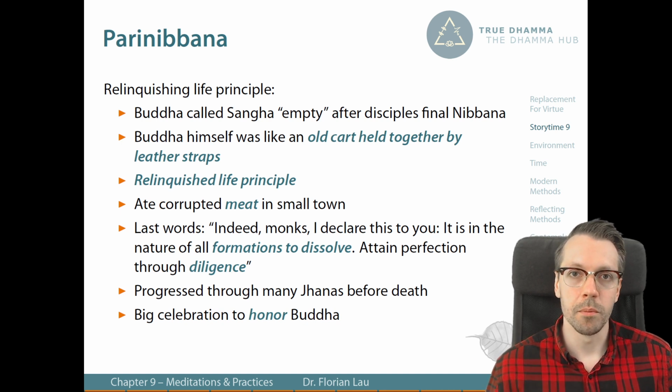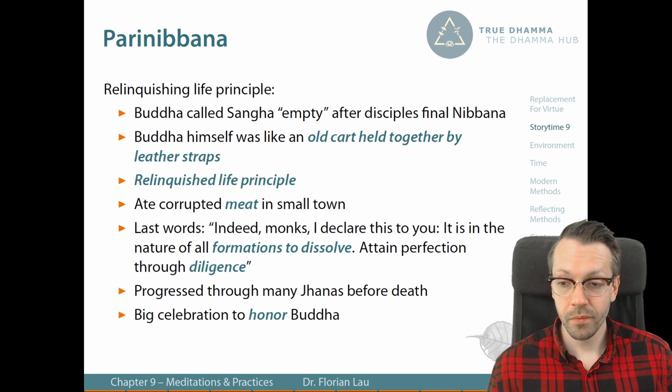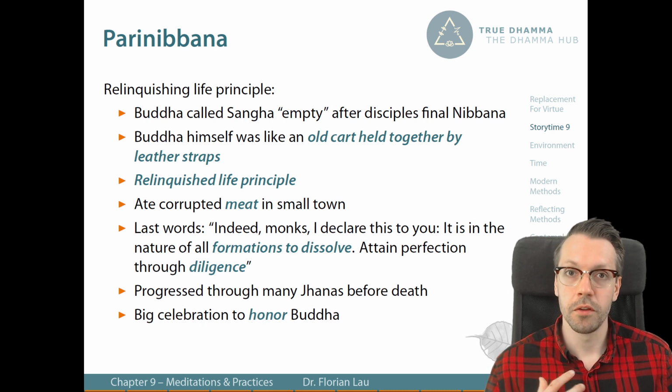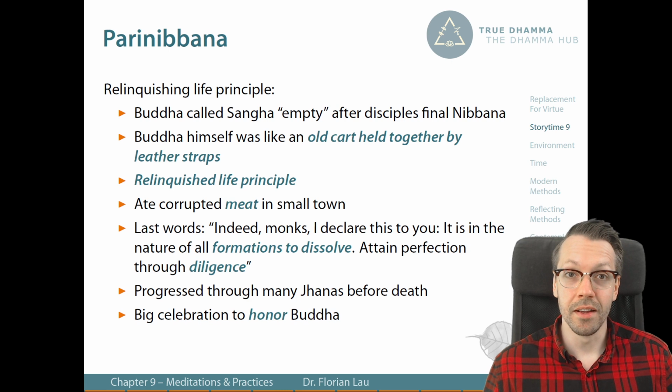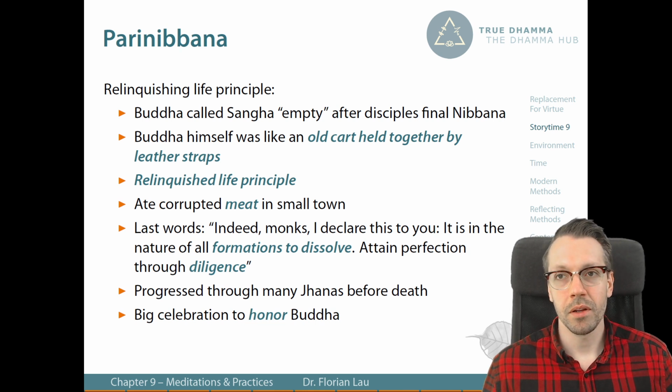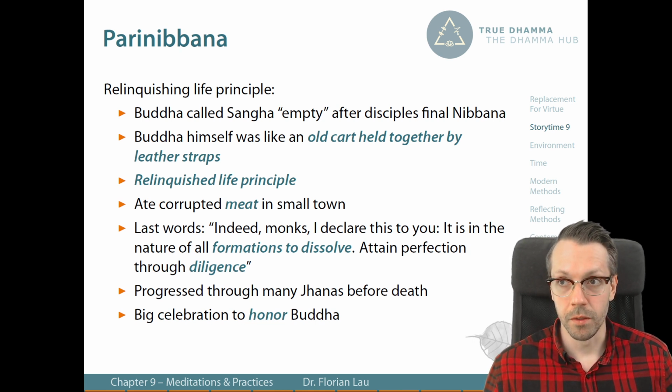And in the end, there was a big celebration in honor of the Buddha. They created a huge stupa to honor the dead body of the Buddha, and then they cremated his body. I think his remains were distributed among the big kingdoms at that time, and he did die in a small town, so that people would not fight over the remains of his body. But yeah, this is how the Buddha attained Parinibbana, final Nibbana, the place of no return, let's put it like that.